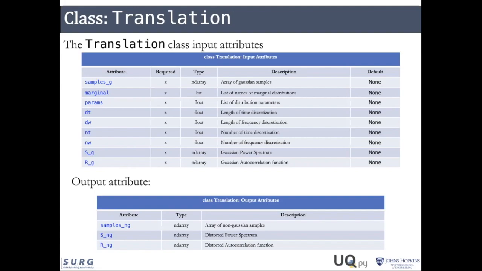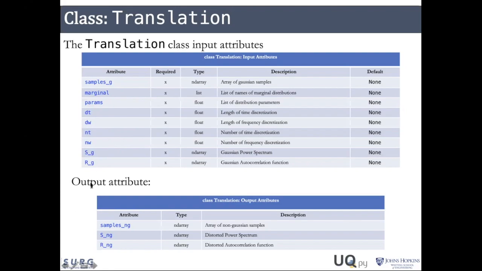And dt, d omega, and t and omega are similar to the definitions we have followed throughout. And then S_G and R_G. S_G is the Gaussian power spectrum, and R_G is the Gaussian autocorrelation function. We need to provide only one of these. We can either use the power spectrum or the autocorrelation function, and the method works.